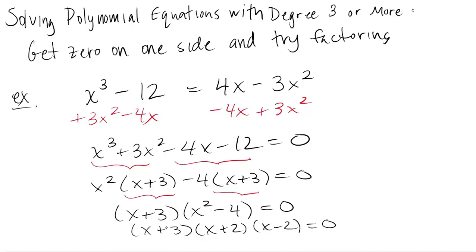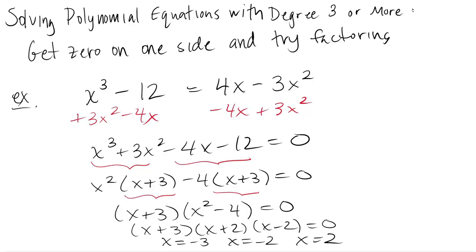And we've seen enough applications of the zero factor theorem to skip the step of writing the equations here. The solutions here are easy. What would make the first set of parentheses equal to 0? Well, negative 3. And of course, if that was equal to 0, then the entire product would be equal to 0. That's the zero factor theorem. The second set of parentheses would be equal to 0 when x is negative 2. And the last set of parentheses would be equal to 0 when x equals 2.